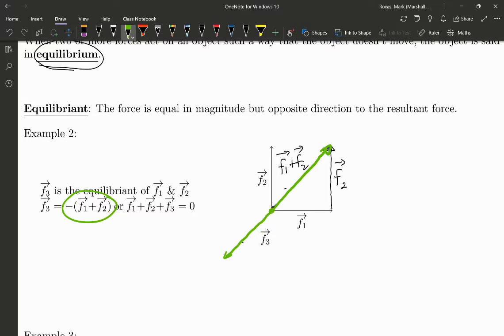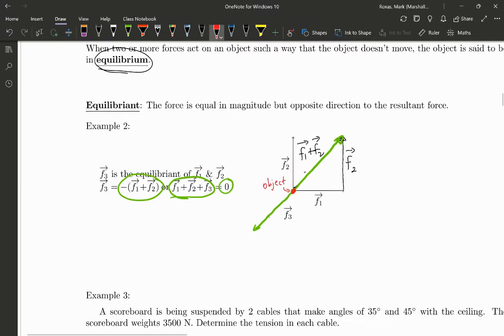Now, if I add F3 with F1 and F2, if I add all three forces together, the result would be 0. Think of this as an object right here in the middle. If I have three forces pulling on it, and it just so happens that F3 is the opposite of F1 plus F2, all forces will cancel out, and the net effect is zero movement, zero acceleration. That's what we call the equilibriant.